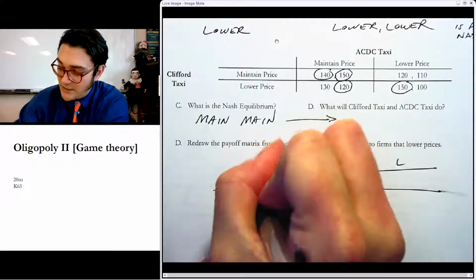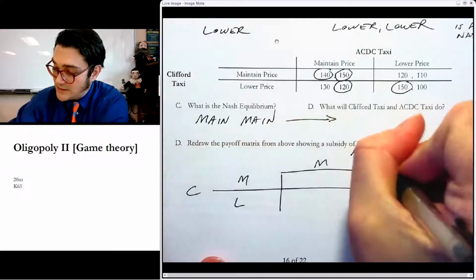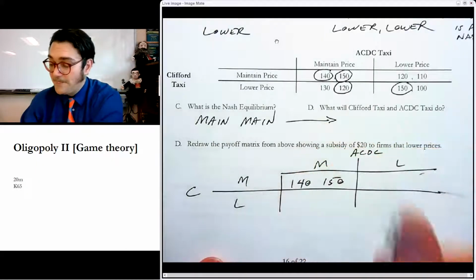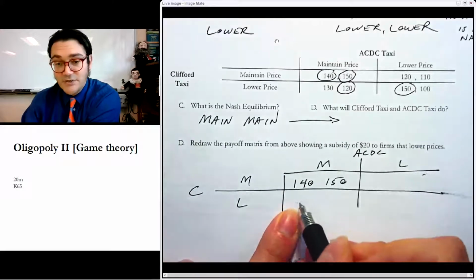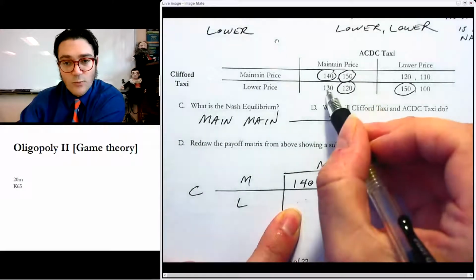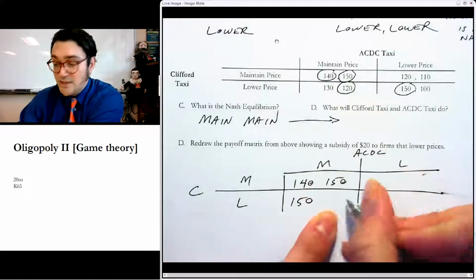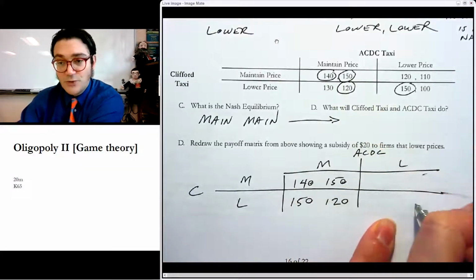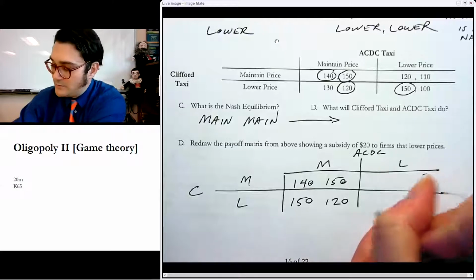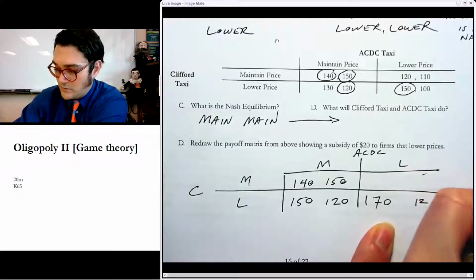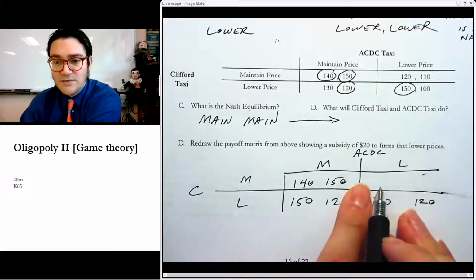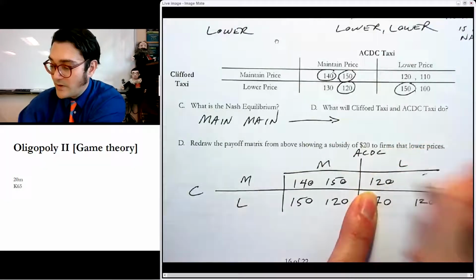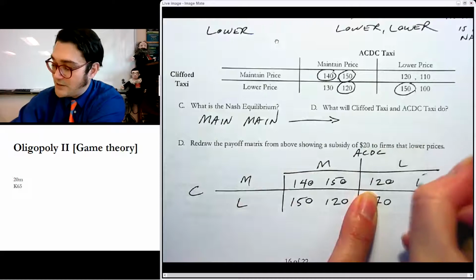Maintain, lower, Clifford, AC/DC. So if they maintain, then they both stay the same, 140, 150. Now if they lower, then they get the extra 20. So this number is going to get 20 added to it, this 130. But this number should stay the same because it's AC/DC maintaining. For both of these two, we're going to add the $20 because they're both lowering. 120. And then for this one, the first number is going to stay the same because this is an example of Clifford maintaining. So this is still going to be 120. This 110 is going to have 20 added to it for 130.